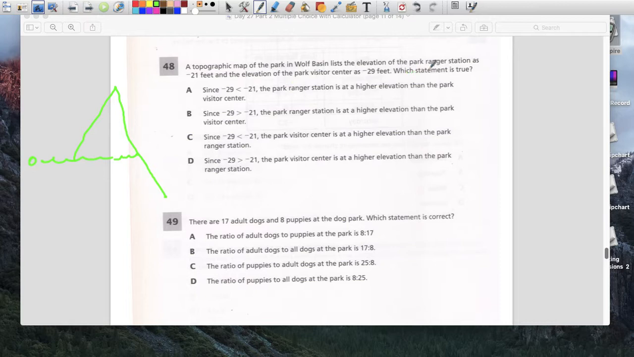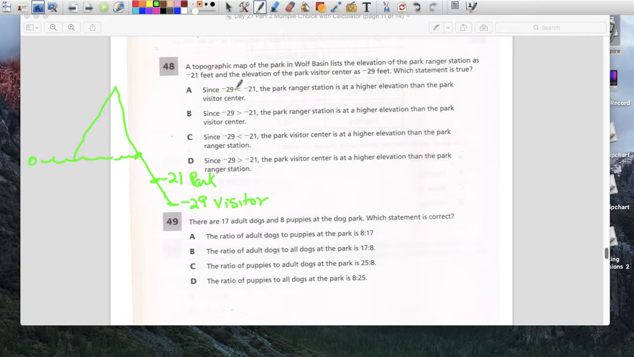Says here that the park ranger station is negative 21. So if this is 0, let's just assume that on this side of the mountain, it's negative 21. That's the park ranger. And the visitor center is negative 29 feet. Kind of makes sense, visitor. Okay. Which statement is true?